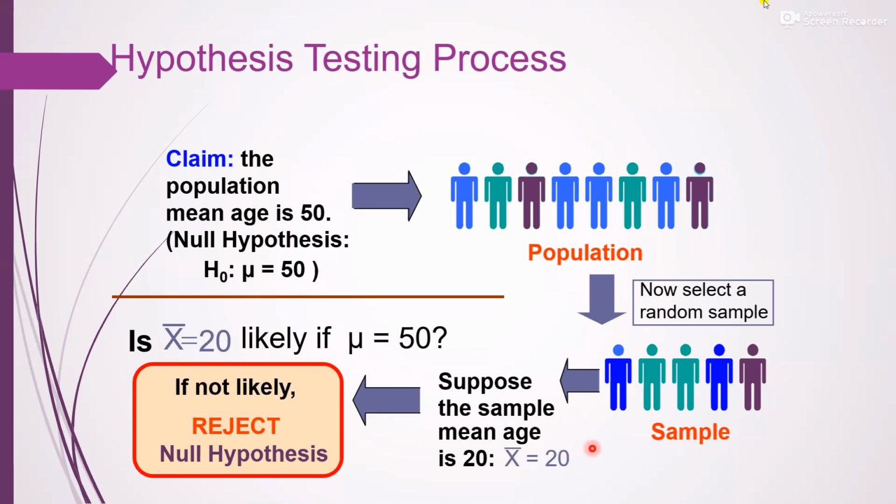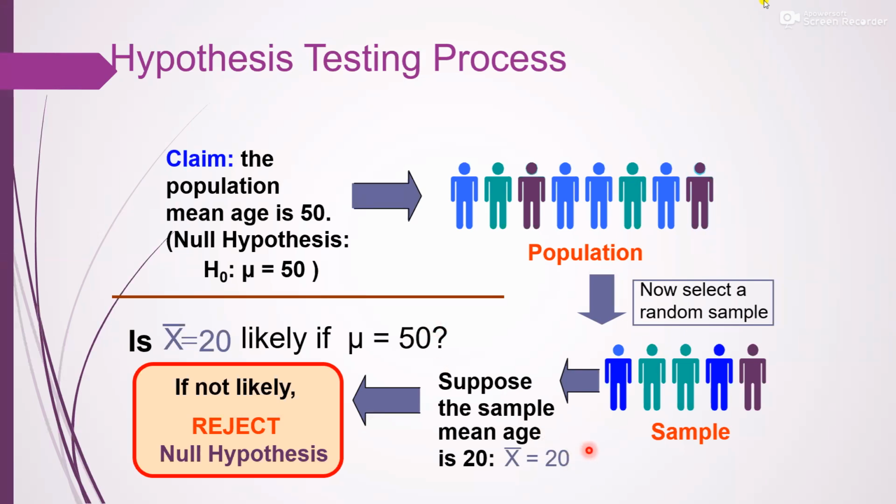Now, based on this information, we have to decide whether mu is 50 or not. Now we got x bar is 20. Now you look at the difference. We believe that mu is 50, but we got x bar as 20. So it is unbelievable, right? There is a huge difference.